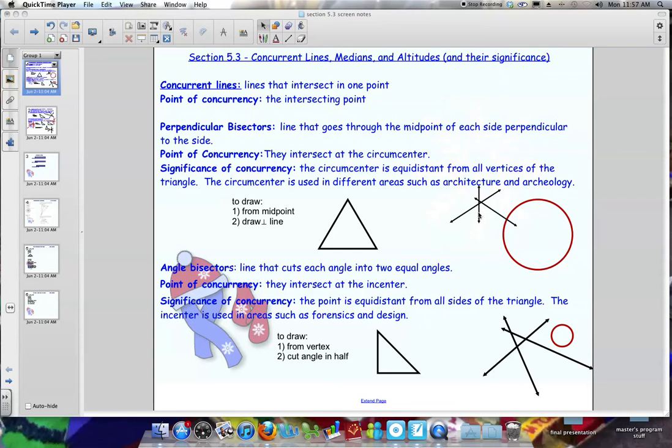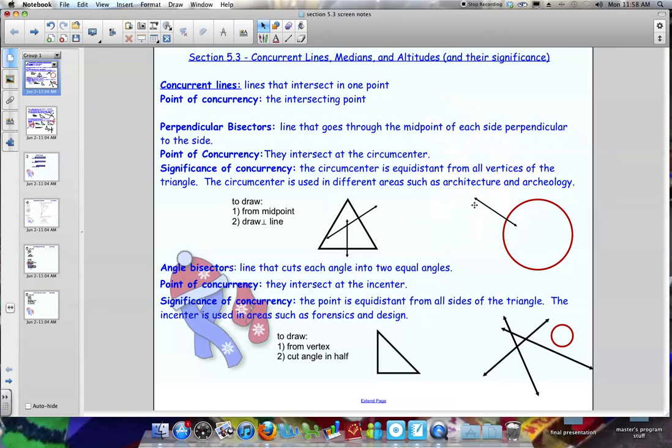That's what makes them concurrent lines. If I draw the perpendicular bisectors for each one of these, it has to go perpendicular through the midpoint. So I go here, find the midpoint, draw a line perpendicular, come over here, find the midpoint, and draw the line perpendicular. Notice that they all meet in one point. That point of concurrency for perpendicular bisectors is called the circumcenter.